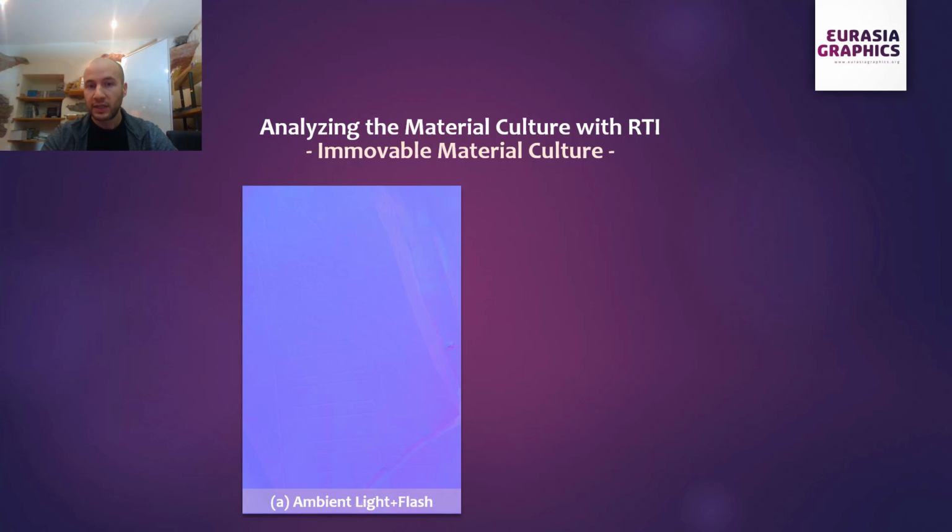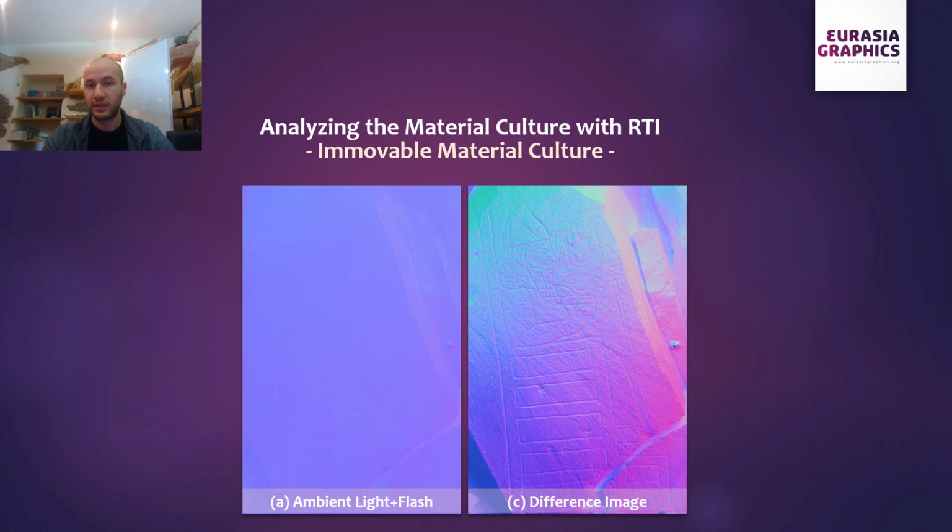So we processed all the images from the first acquisition, ambient light plus flashlight, and got our estimated normal map, and also processed the difference images and got our estimated normal map as well. The comparison brings so much more detail in the second case. So the object is totally readable and visible, and that's an improvement in itself, obtained by removing the ambient light.